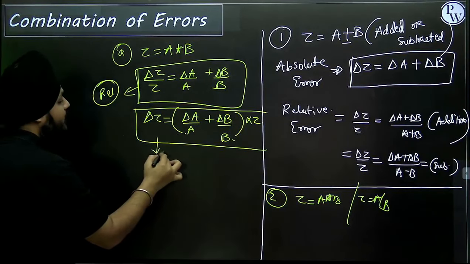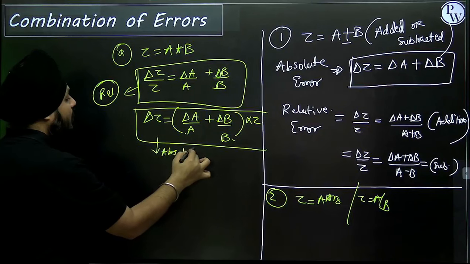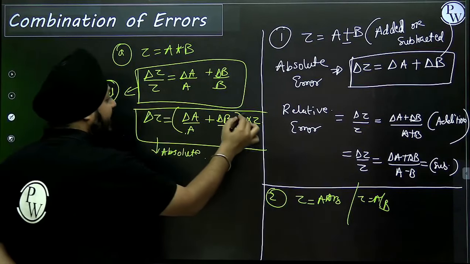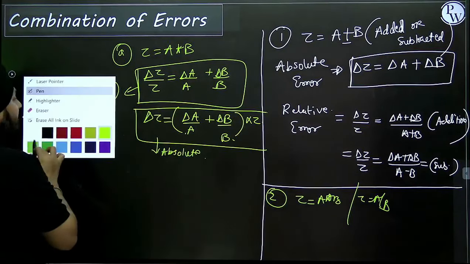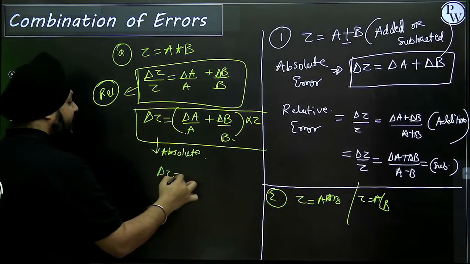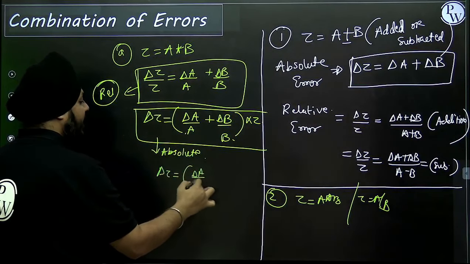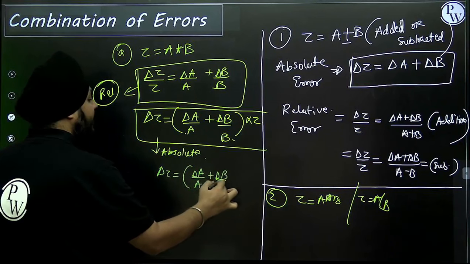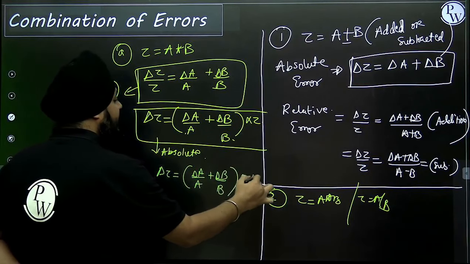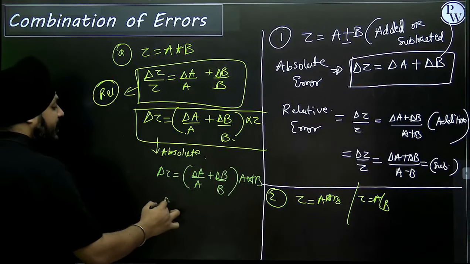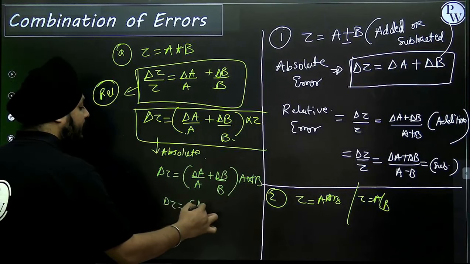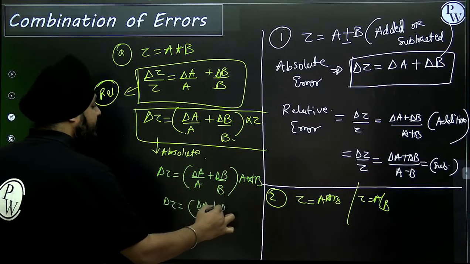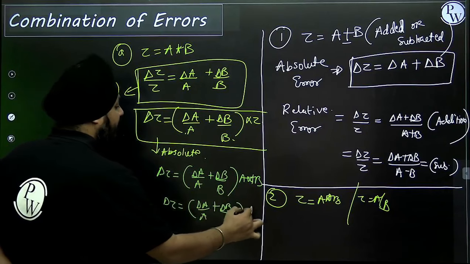This will be the absolute error. If it is a case of multiplication, then delta Z is equal to delta A by A plus delta B by B, for A into B. If it is a case of division, then delta Z is equal to delta A by A plus delta B by B, and that is A by B.